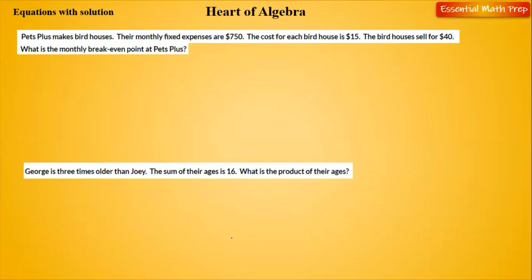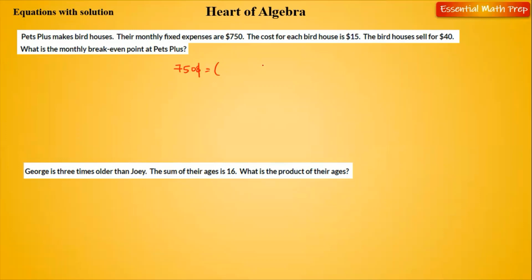A birdhouse shop has a monthly expense of $750. The cost for making a birdhouse is $15, and the birdhouses sell for $40 each. What is the monthly break-even point? So we know that the expense of the birdhouse shop is $750.